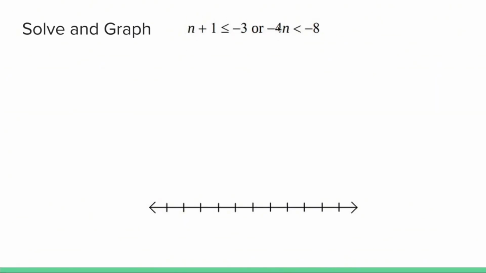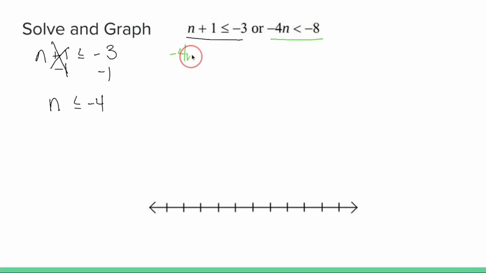Whenever you see a compound inequality, you solve each inequality on its own. So let me solve you over here. n plus 1 is less than or equal to negative 3. Simple one-stepper, minus 1, minus 1. n is less than or equal to negative 4. Bada bing.